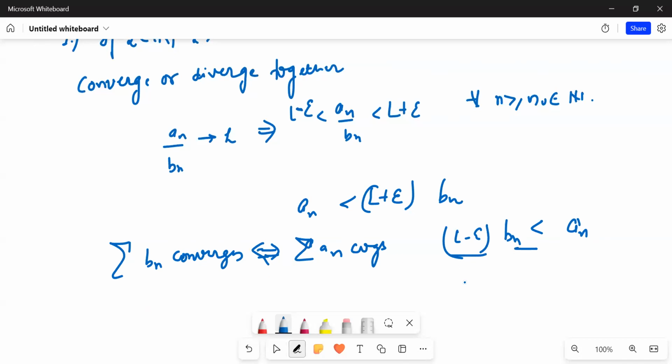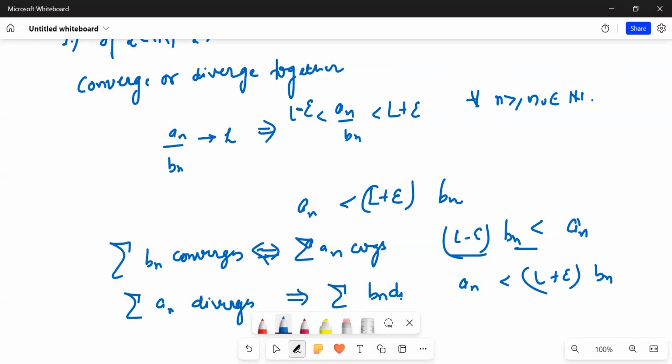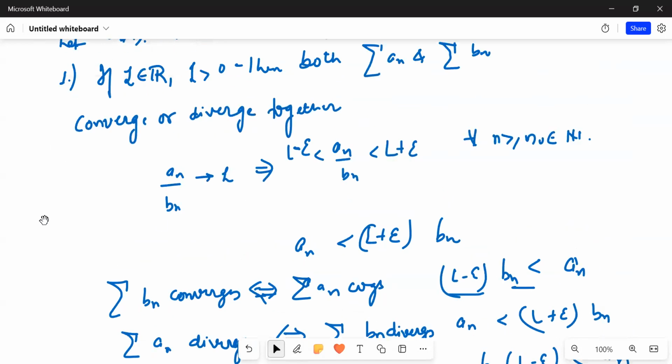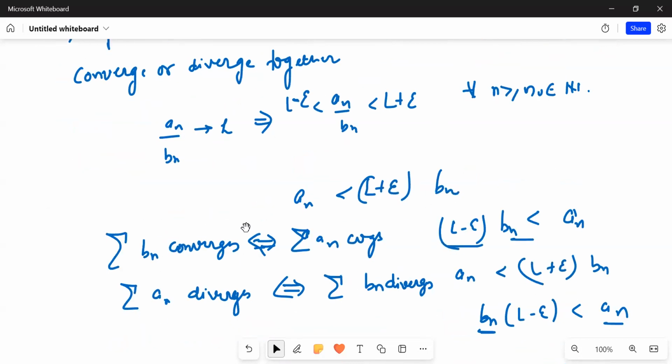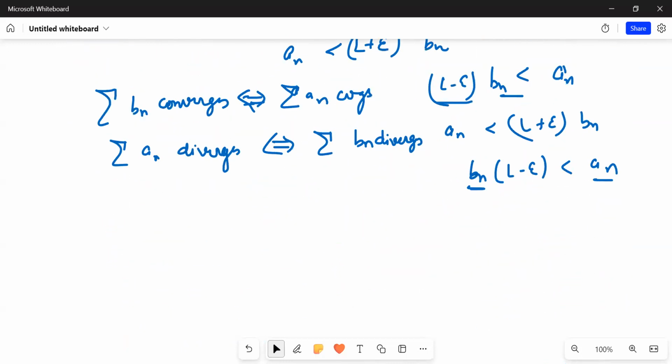Also, one can see that if an is less than L plus epsilon bn, then if summation an diverges, it implies summation bn diverges. And the same thing from here, if bn is like L minus epsilon less than an, if summation bn diverges, then summation an diverges. So remember that if an upon bn, this limit comes to be a finite non-zero limit, then summation bn and summation an converge and diverge together.